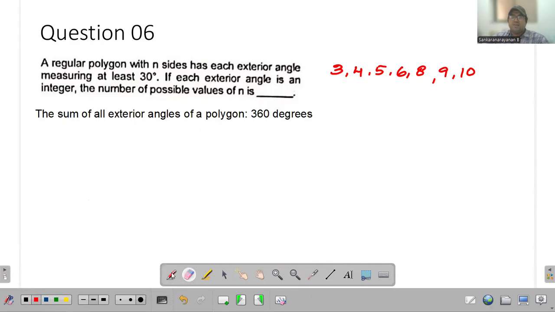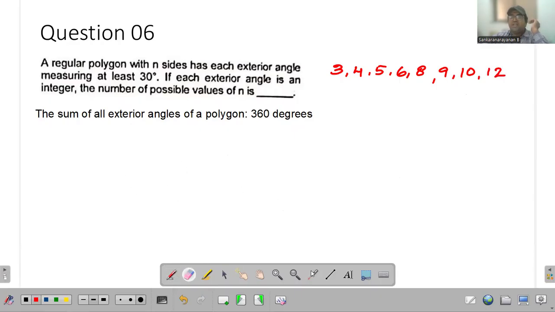11 is not possible because 360 by 11 will not give you an integer value for an exterior angle. So 11 is not possible. Consider 12, 360 divided by 12, a duodecagon. Here the limiting factor comes: the measure of an exterior angle will be 30 degrees. So 12 is possible.